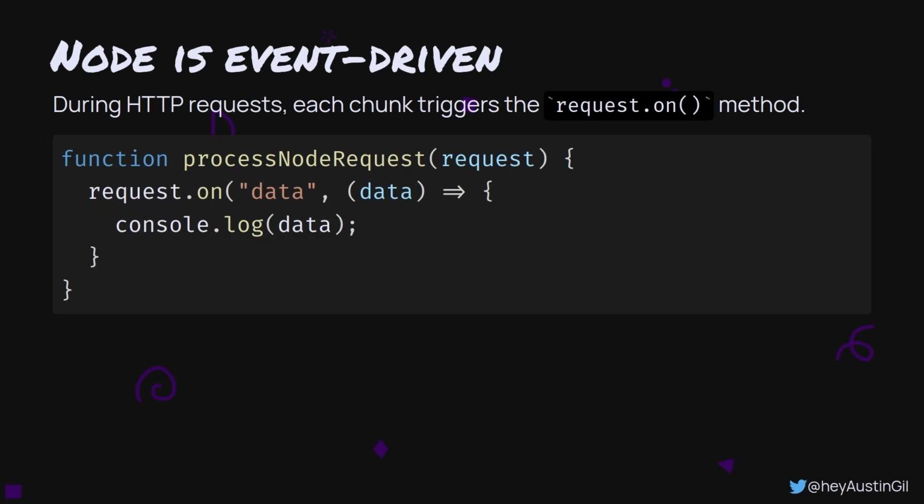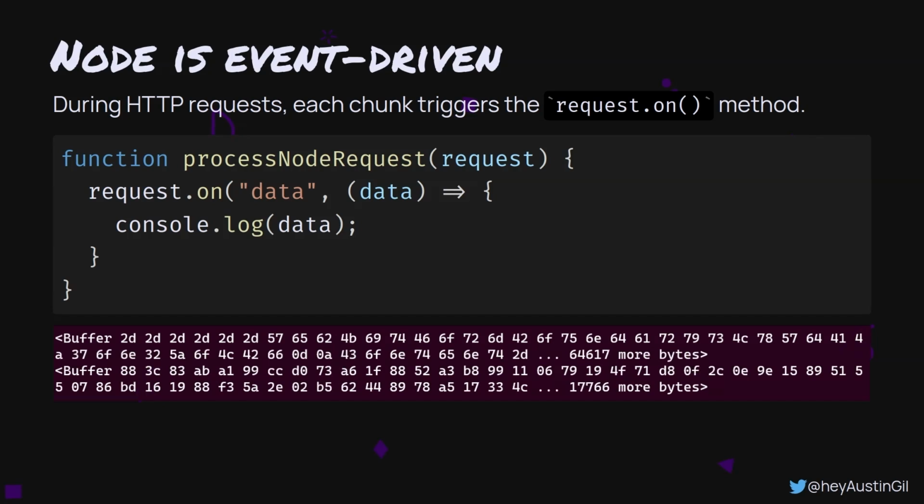Now, Node is an event-driven architecture. So when an HTTP request comes in, we have access to that request and the on method. We can tap into events on that request, such as when data is received. Let's say, for example, we wanted to log the data as it comes in. If we do that, we're going to see a number of these logs to the console that look like this. These buffers with weird random numbers and letters.